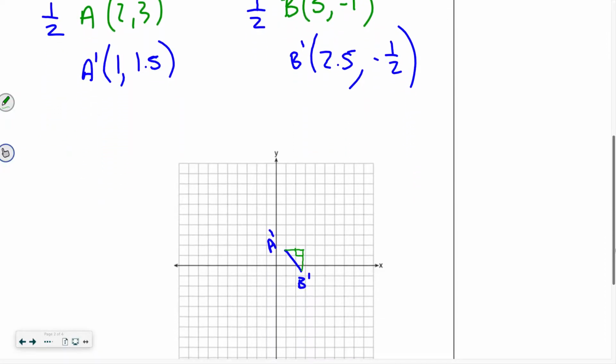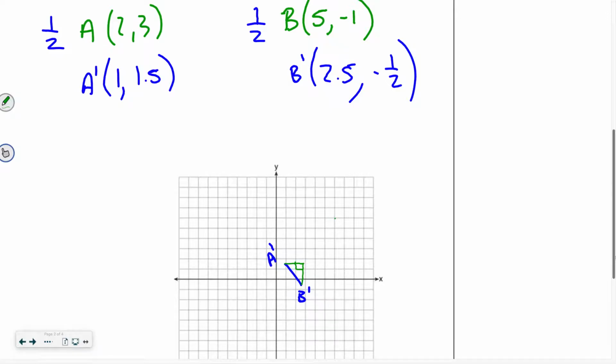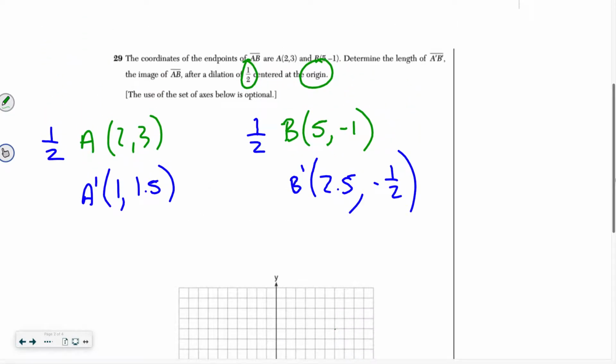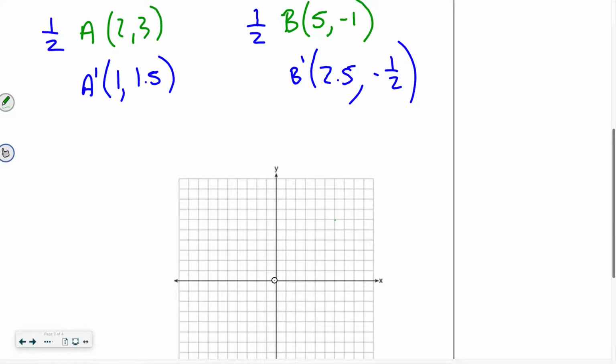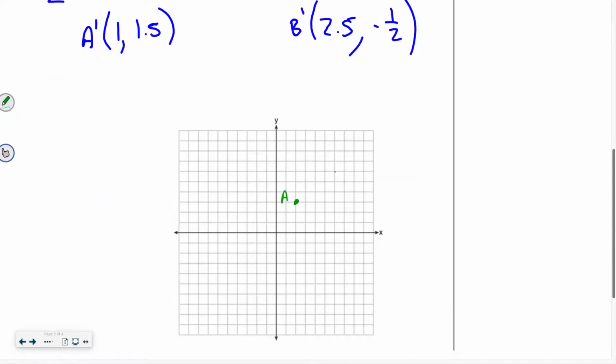Let's plot those points instead, because these points are not exactly on corners. So let's not do that, right? Let's graph A and let's graph B. A is 2, 3. 1, 2, 1, 2, 3. Here's 2, 3. A. Let's graph B. B is 5, -1. 1, 2, 3, 4, 5, -1.